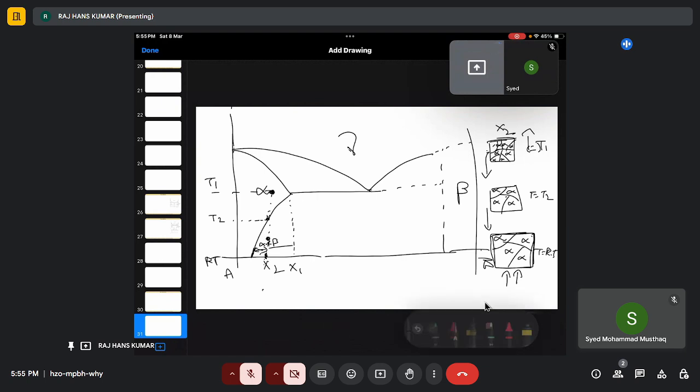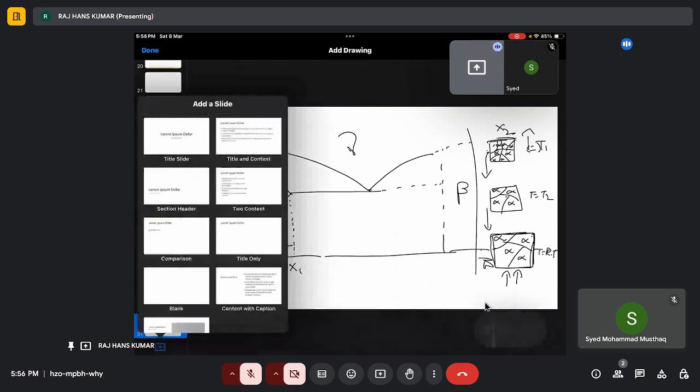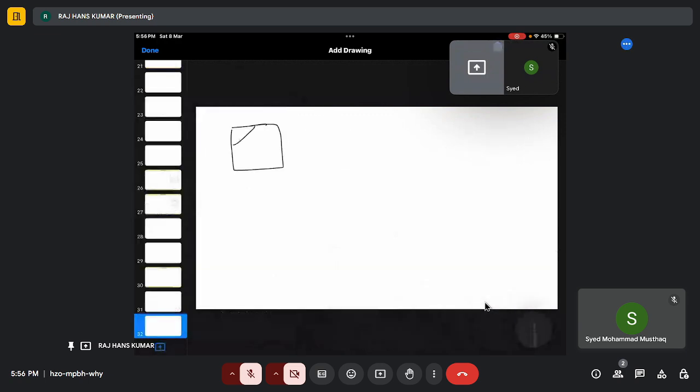T3. Let's say I'm heating the sample to T3. Now what happens? Suppose this is my sample and these are my grains. Now after quenching, it is at room temperature. It has alpha.